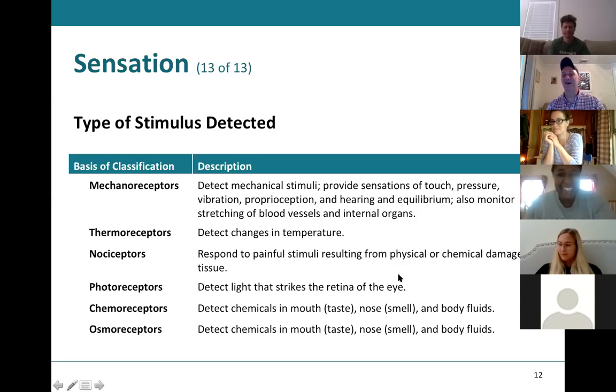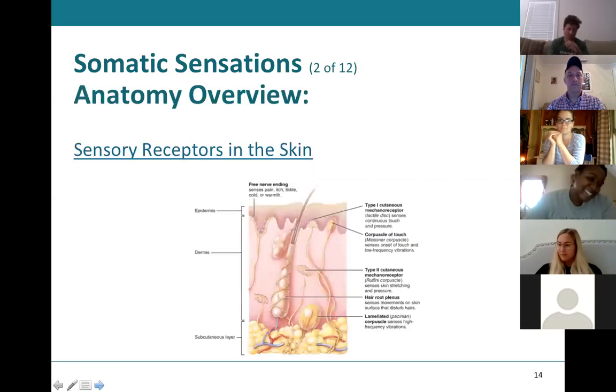Different odors are really hard to pick up, right? Okay, that's the point. Okay, cool. So here's skin.